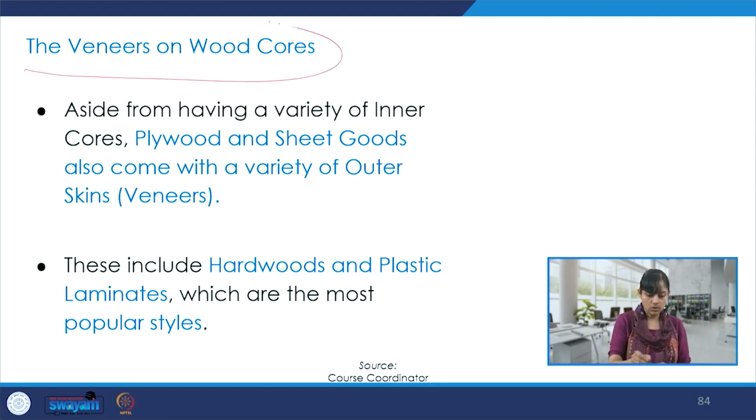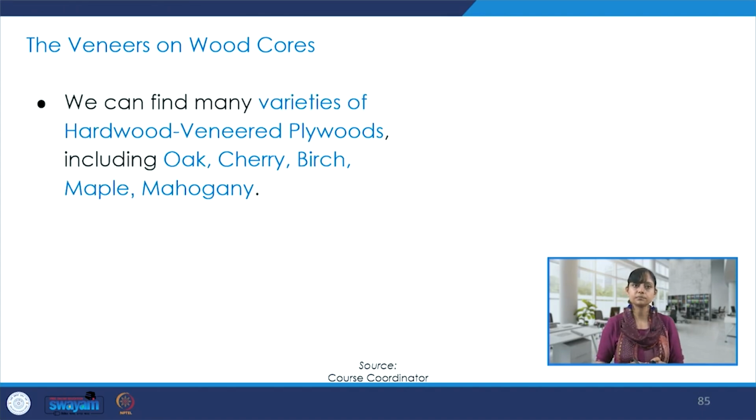Then we have the veneers on wood cores. So aside from having a variety of inner cores, plywood and sheet goods also come with a variety of outer skins. So when we saw the anatomy of timber, we saw the bark, which is the outermost skin. Now that can be used to produce veneers, which is like the skin of the timber, and it can be used as the top finish on our product, and it is natural, it comes from the tree itself. And generally these include hardwoods and plastic laminates. So they are the most popular styles.